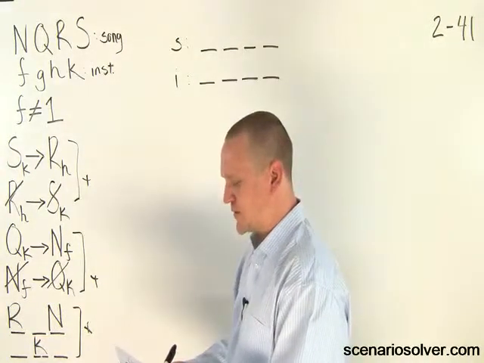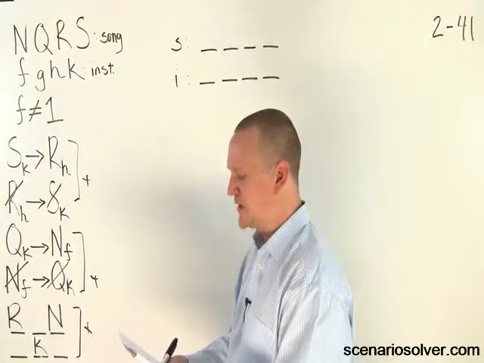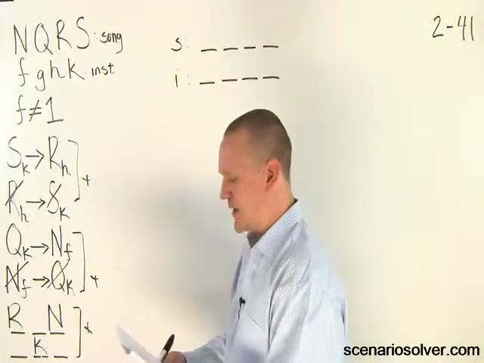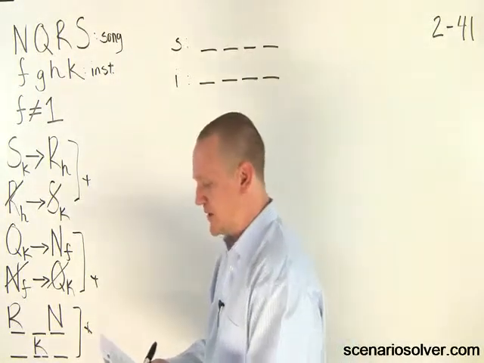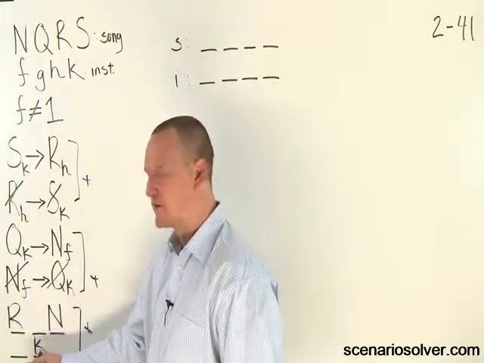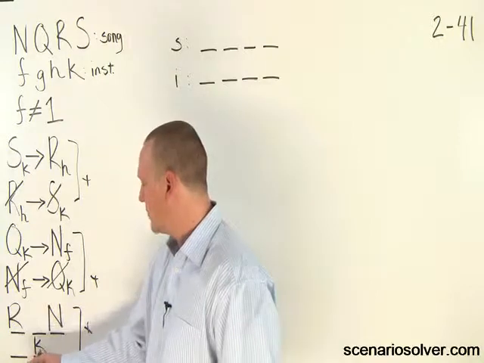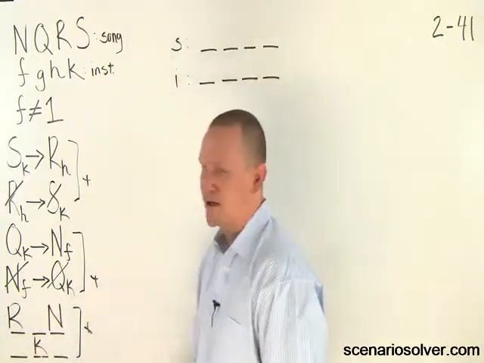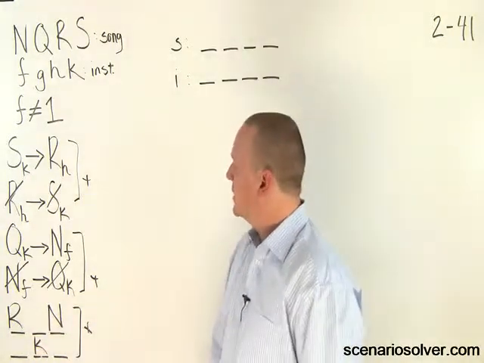And then the last rule is the song performed on the keyboard immediately follows R and immediately precedes N. So it follows R, which means it goes right after R, and then it occurs right before N. So we have this RKN block.